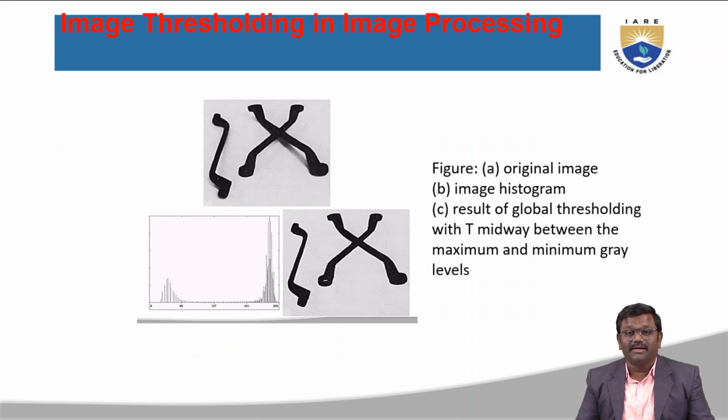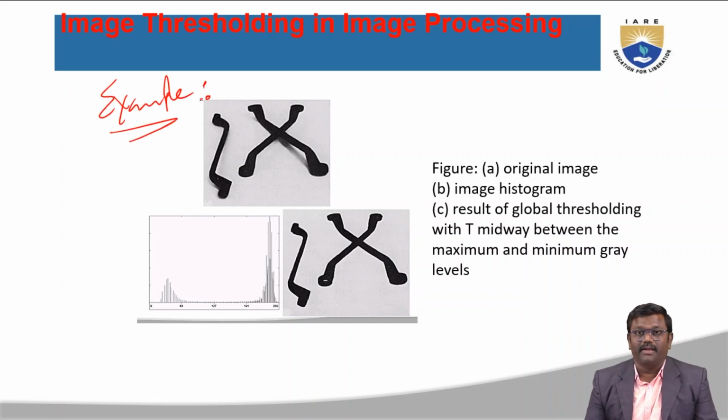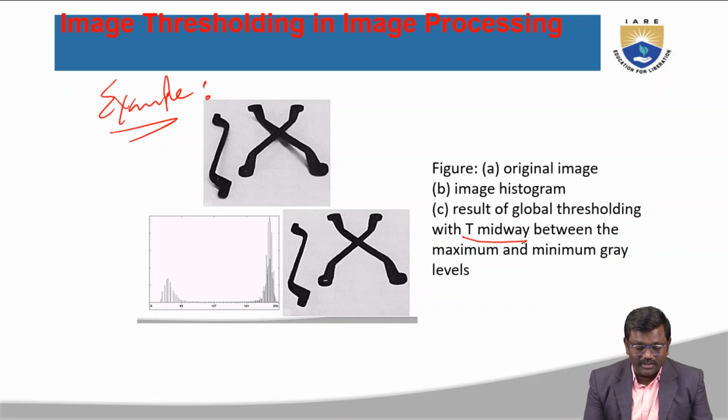Let me take another type of image as an example. This example will help us understand the relationship between pixel and pixel intensity. With the help of the threshold value t, we keep the t value midway between the maximum and the minimum gray levels. What is the meaning of gray level? It is a black and white image. It is a grayscale image.